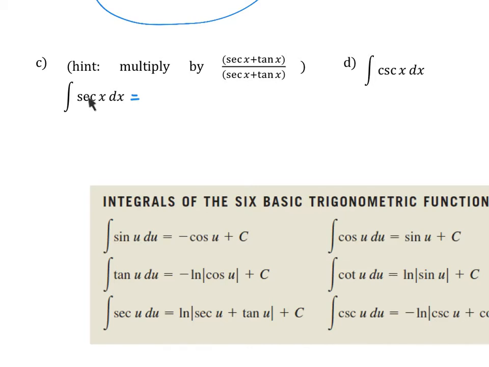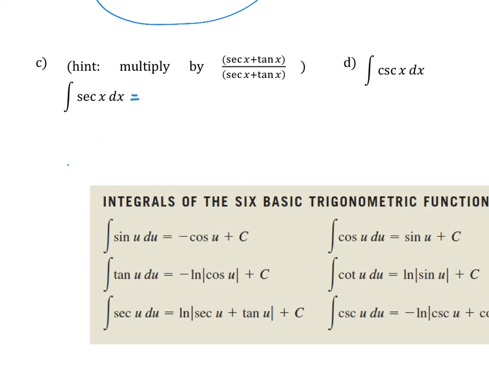Now, this is 1 over cosine, so we could rewrite this as 1 over cosine x. The problem is there's nowhere to go here. You can't do anything with this, right? We can't use substitution. That doesn't help us. So what we've got to do is get tangent in here, because we're going to use some identities.